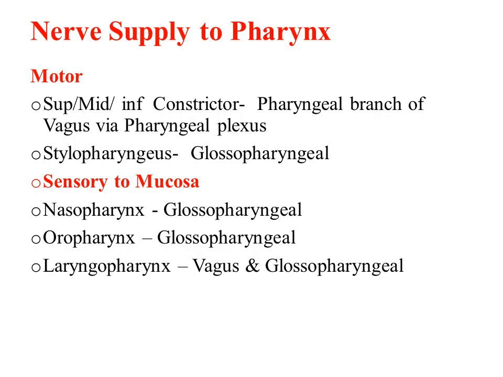And sensory innervation to the mucosa: the nasopharynx is supplied by the glossopharyngeal nerve, the oropharynx is also supplied by the glossopharyngeal nerve, and the laryngopharynx is supplied by the vagus and glossopharyngeal nerves. This is about the pharynx. We also have some important clinical correlation related to the pharynx in this part.